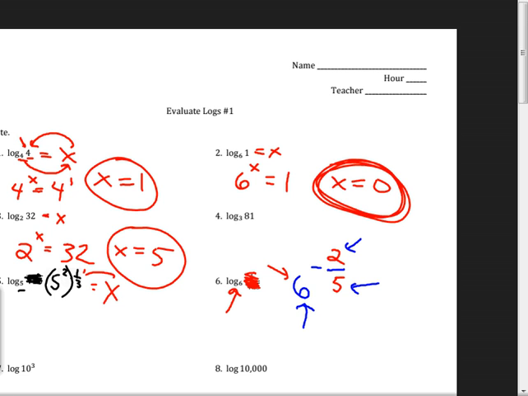And now I've got my 5 just like I wanted. I just have to multiply these two, and that's my power. 2 times 1/3 is 2/3.